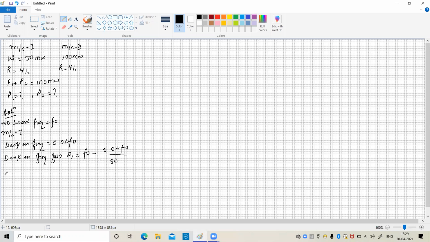Similarly, for machine 2, I will directly write the frequency for load P2 is equal to the no load frequency F0 minus 0.04 F0 divided by the capacity of the generator, 100 megawatt, times P2. Now these are equation number 1 and equation number 2.